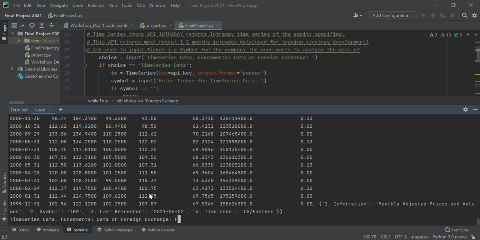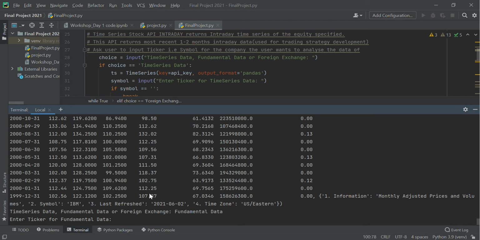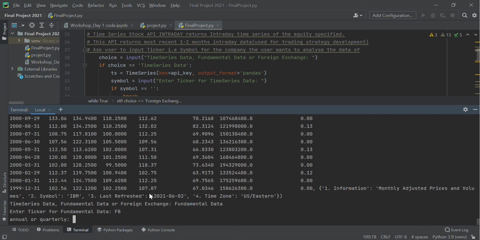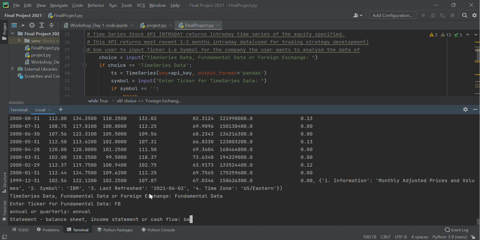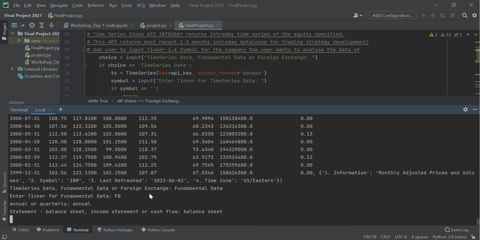Then I want to check the fundamental data. That gives you the company overview, the balance sheet, and the income statement, basically to see the proficiency of the particular company. I would want to check Facebook, so the ticker symbol for that is FB, and I wish to go for annual, and I would like to see the balance sheet of Facebook, how they're performing annually.